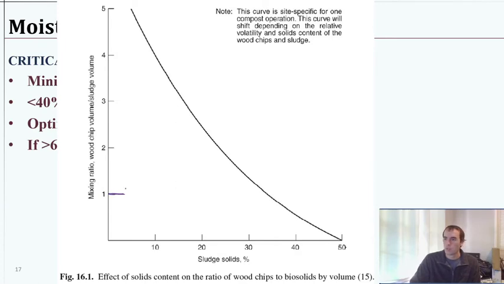So if your sludge solids percent is high, at 30-something percent, then you could use this little plot and say, if my sludge solids content is here, then I only need a 1-to-1 ratio of sludge to bulking agent. Whereas if your sludge is not much solids, mostly moisture and liquids, then you need lots of bulking agent per volume of sludge. So it highlights the importance of dewatering. If you dewater it very well, then maybe you don't need any bulking agent at all.